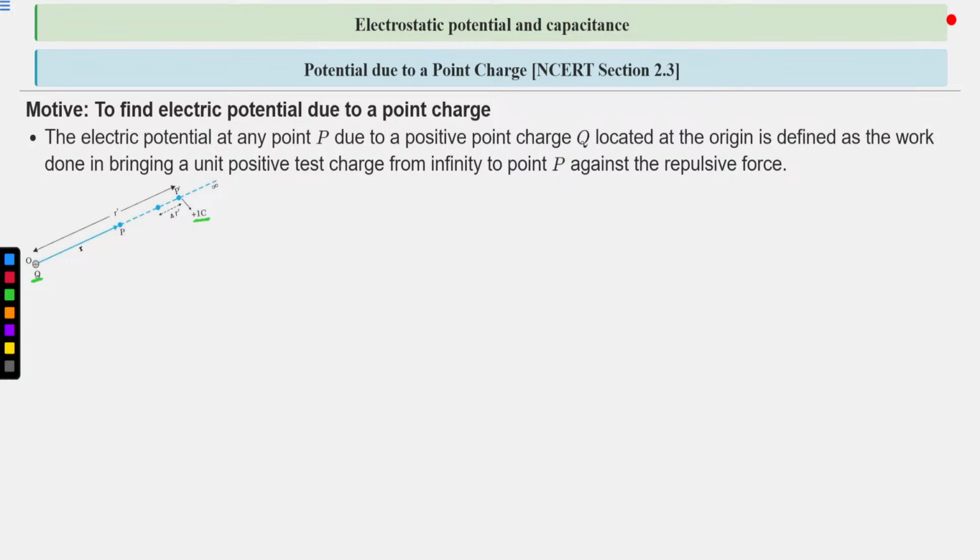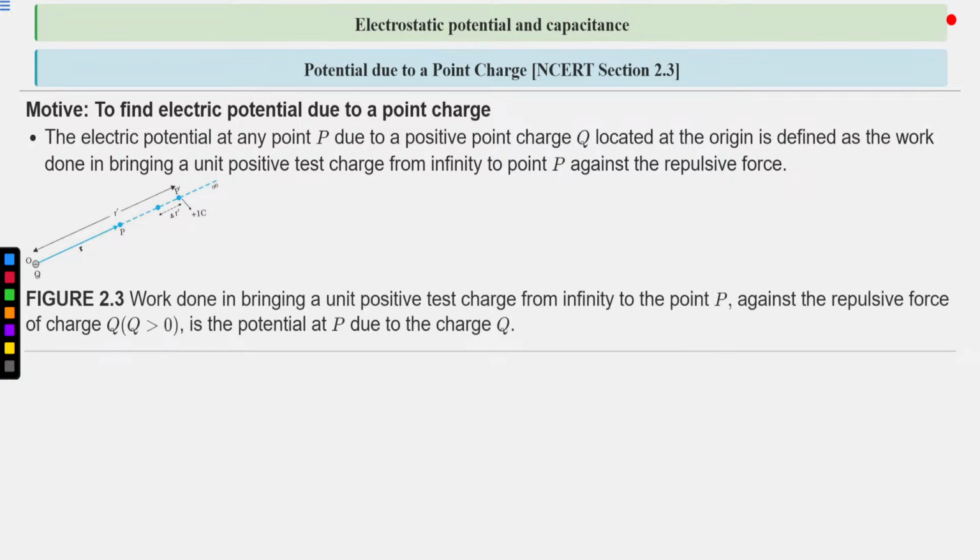Okay, now we are going to do the derivation part of this concept, with the help of a diagram. This is the test charge that we are moving from infinity to that point P. We are going to bring that unit positive charge from infinity to point P at this point.